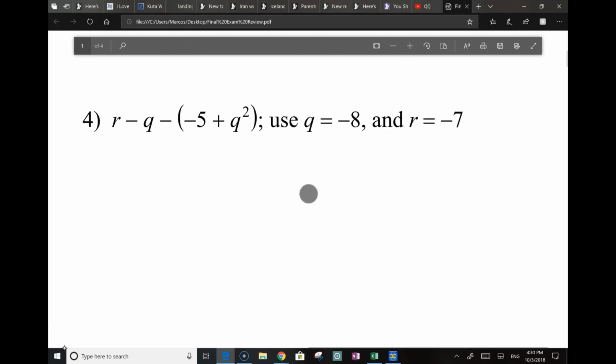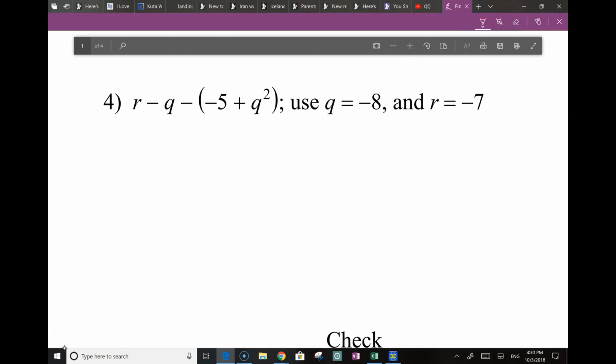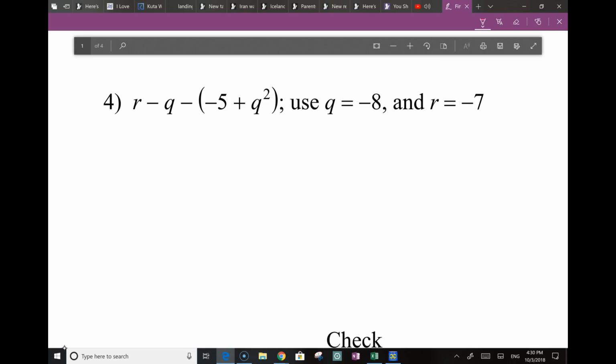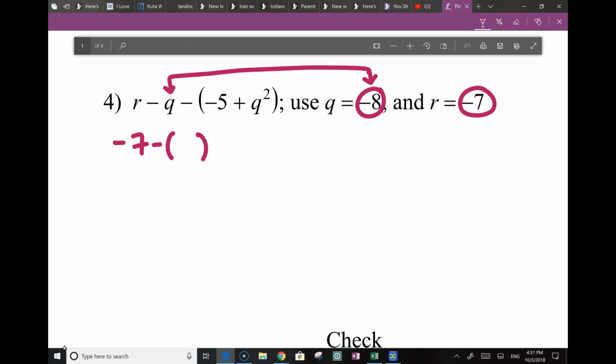Moving on, number 4. I like this question because it involves a lot of careful manipulation of integers. And so what you do is you want to take the negative 8 and the negative 7, and replace each of the letters you see here with their values from the right side. So what you get when you do that is the following. This would be a negative 7 minus, now your Q is a negative value itself. It's negative 8. So when you place that all the way over here, you have to keep in mind there's already a negative sign right there. So that negative is here, and so I need to bring that down.